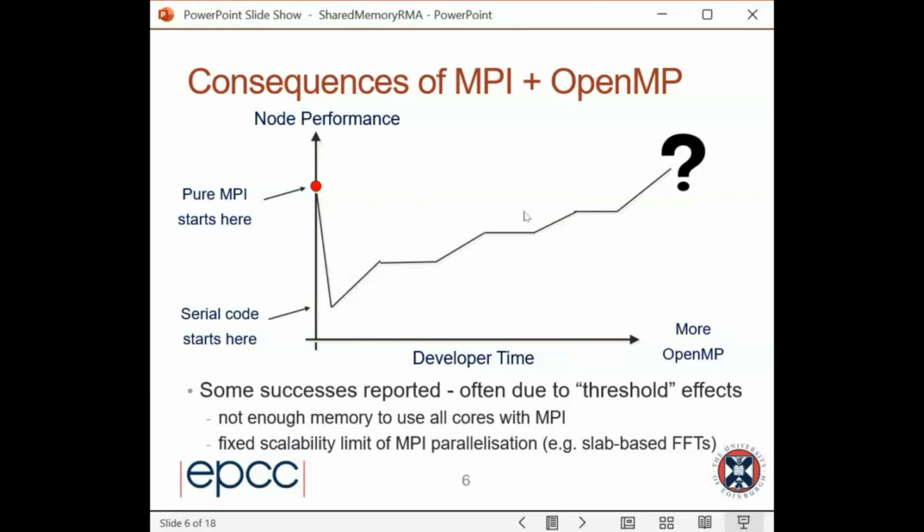Or the threat, so this kind of a threshold effect, or the fixed scalability limit. And I mentioned slab-based FFTs in the previous talk. So there have been reported successes, very good success for MPI plus OpenMP, but they're often, as I said, threshold effects. They allow them to go past what is currently a very hard threshold, either in memory or in scalability for parallelization.